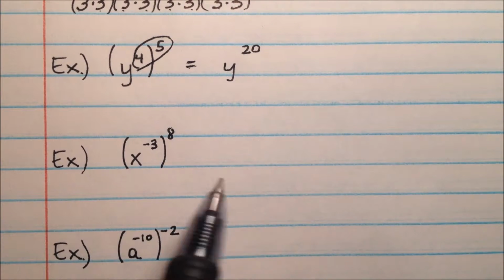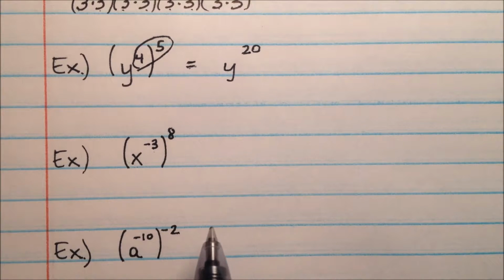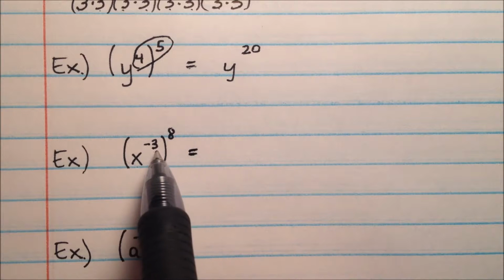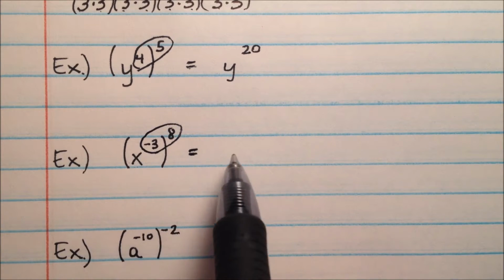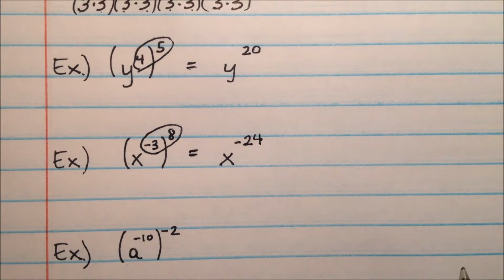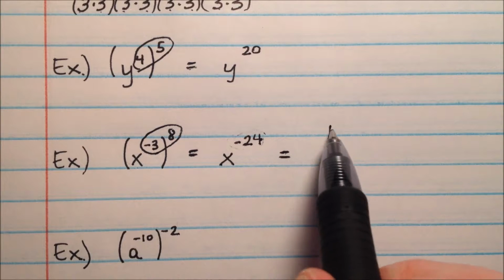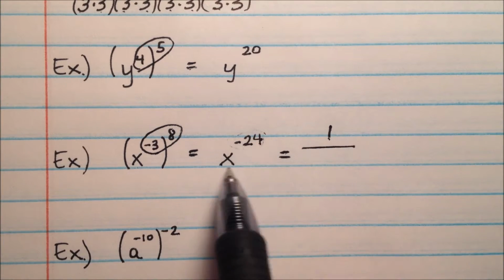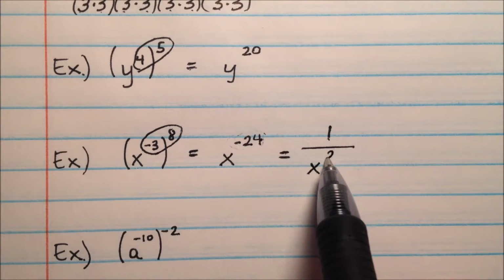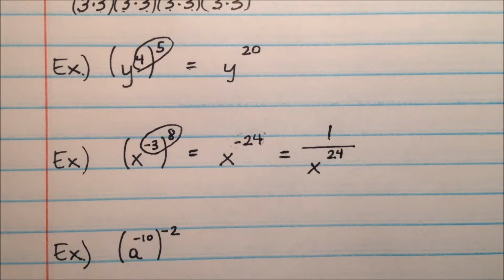Our next one is x to the power of negative 3, and that whole thing is raised to the power of 8. Again, we'll take this negative 3 and the 8 and multiply them, and we get x to the power of negative 24. However, we don't like to have this negative exponent, so we're going to move it from the top to the bottom and make it a positive exponent. So it's really 1 over x to the power of 24.